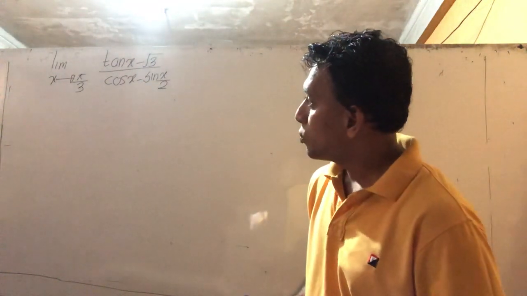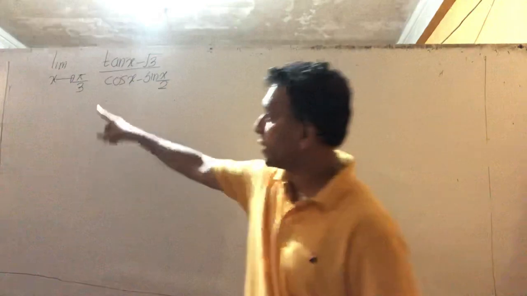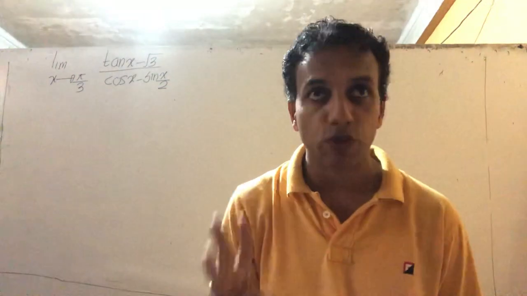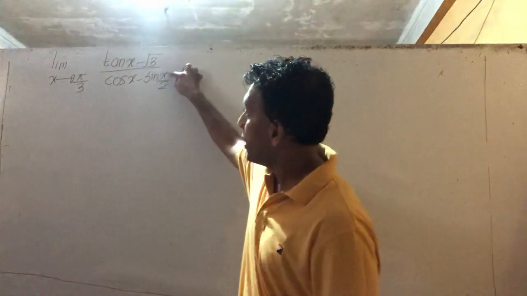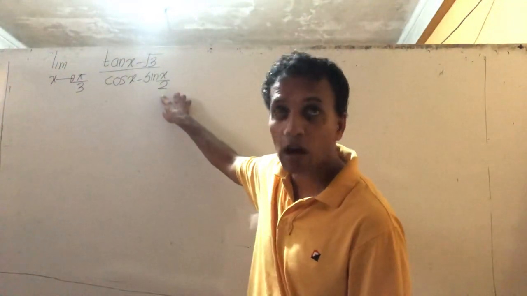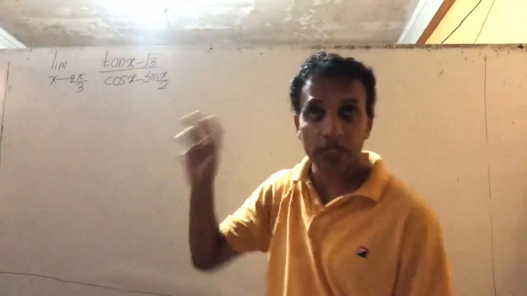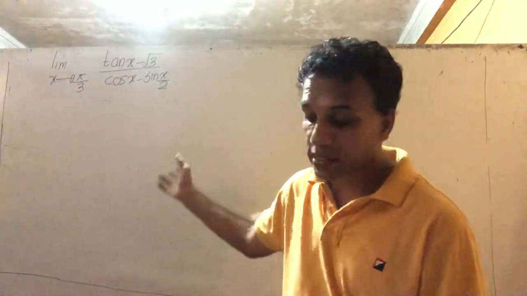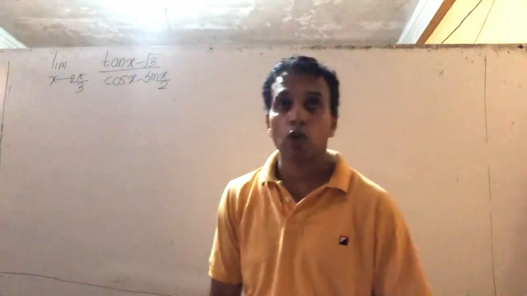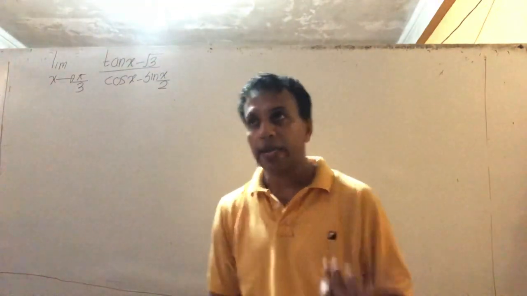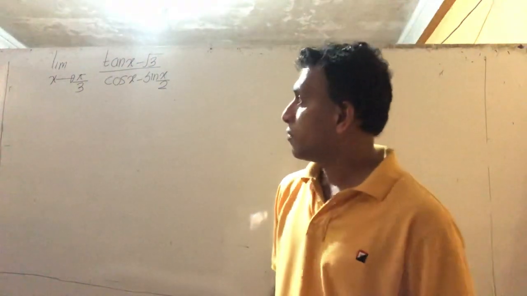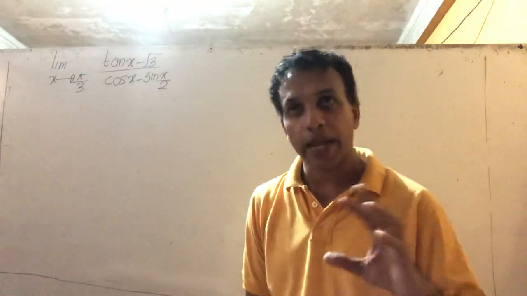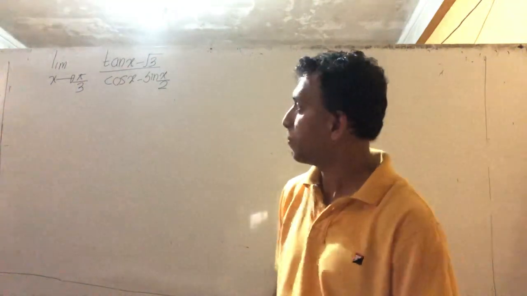Okay, so what do you mean by limit? If you apply x equals pi by 3, tan pi by 3 is root 3, cos pi by 3 is half. Then with x equals pi by 3, pi by 6, sine pi by 6 is half. So root 3 minus root 3 is 0. Below also half minus half is 0. Therefore, you can call it one of the indeterminate forms, 0 over 0, otherwise called a meaningless form. Therefore, you have to find the answer by any other limit theorem.